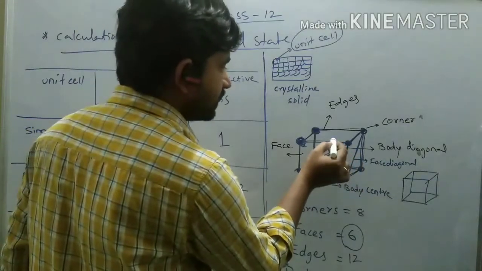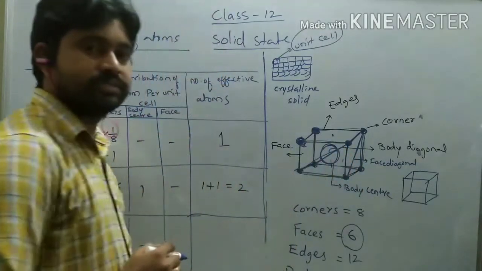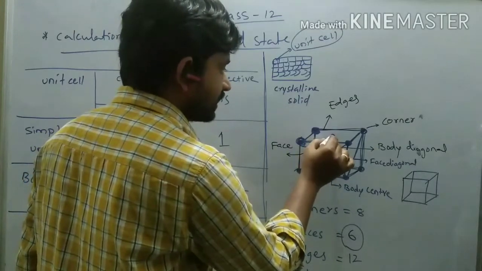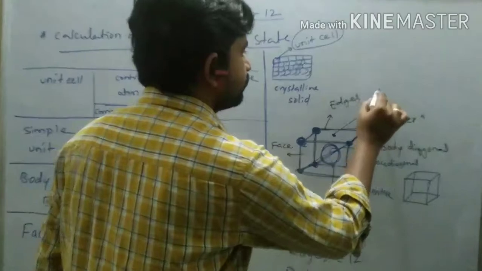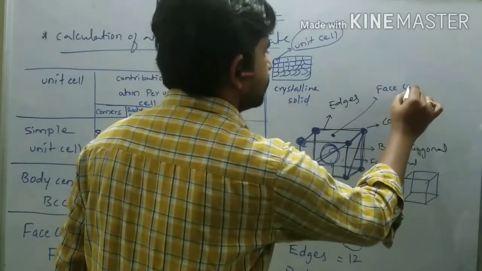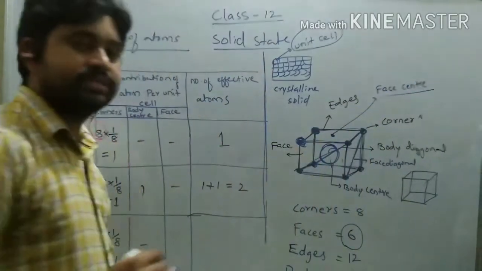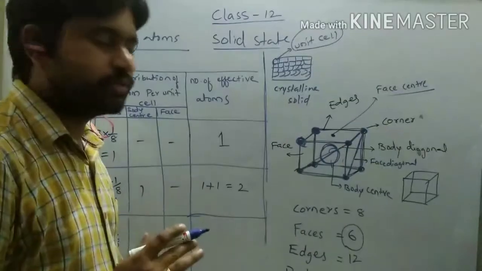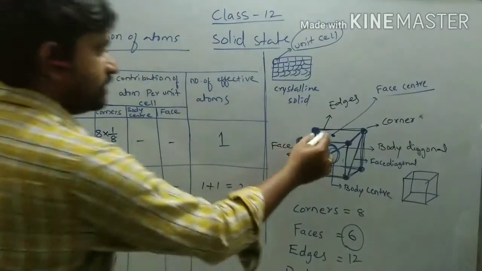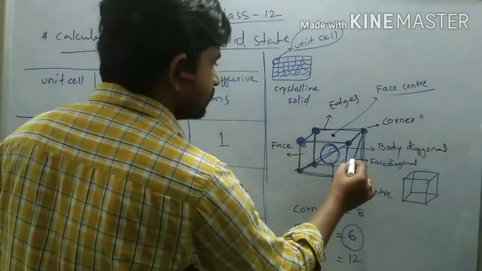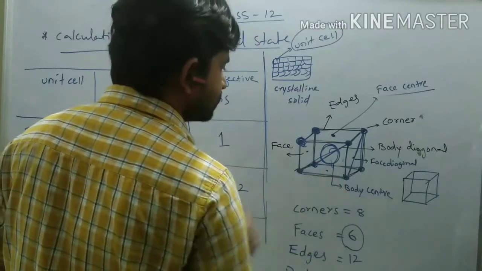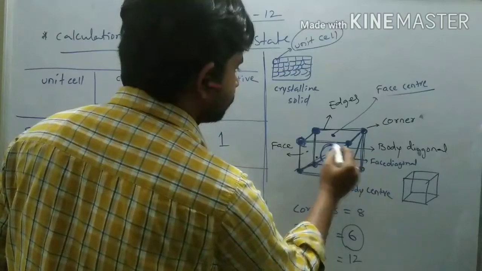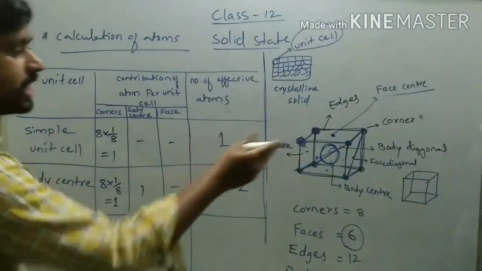The atom present at the exact center of the face, you can call face center. So how many face centers are there here? This is one of the face centers, this is one of the face centers. Front side 1 face center, back side 1 face center. Total 6 face centers are there. 6 atoms will be there.